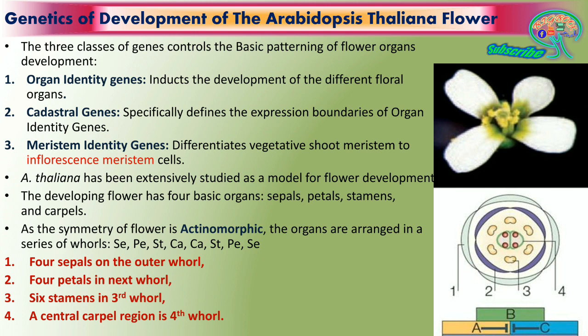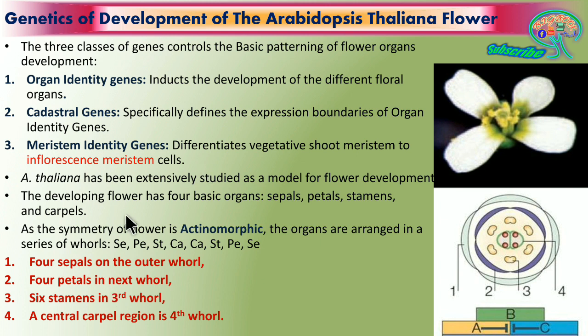Cadastral genes will be responsible specifically for defining the boundaries, that is the expression of the organ identity genes. That is, cadastral genes are going to control the organ identity genes to make the specification between the cells differentiating for the sepals, the cells differentiating for the petals, the cells differentiating for the stamens, and the cells differentiating for the carpels, so that these 4 different cells should not get mixed up. So the patterns are going to remain very specific, creating a defined boundary.